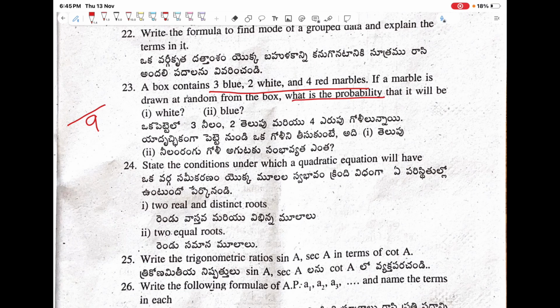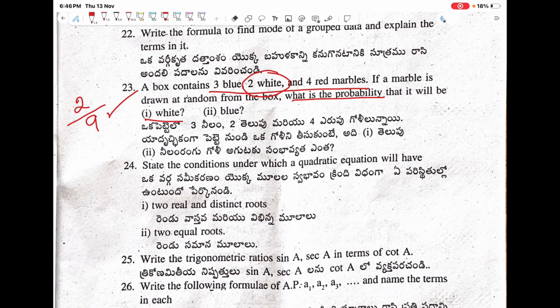Now come to the question. What is the probability of getting white when you draw from the box randomly? So how many white balls are there? 2 white balls are there. So out of 9, you have 2 possibilities. So 2 by 9 is your answer. Cancellation does not occur. So 2 by 9 is your answer.